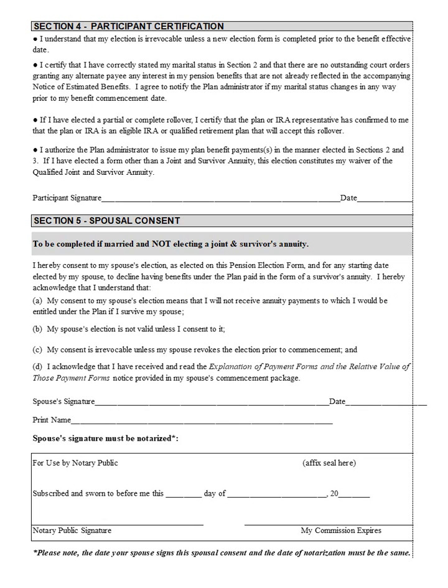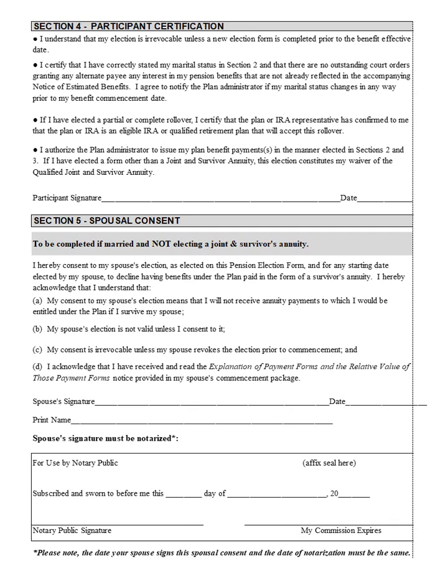Now let's turn to Section 4 on page 3. Please read Section 4, Sign and Date. We now move to Section 5, Spousal Consent. If you are married and have elected any one of the joint and survivor annuity options on the election form as we discussed earlier, this section does not need to be completed.